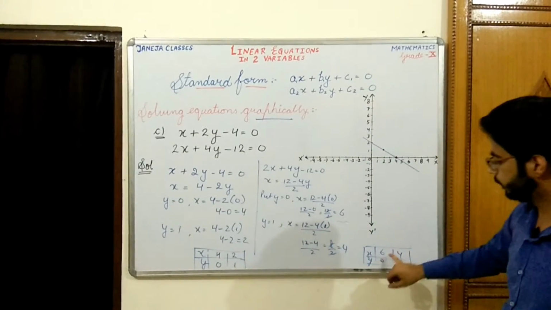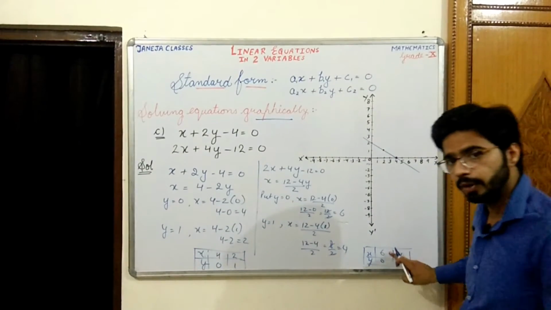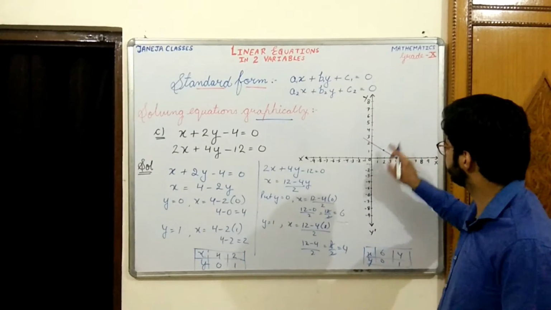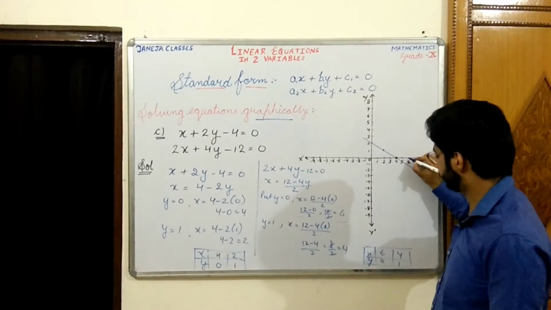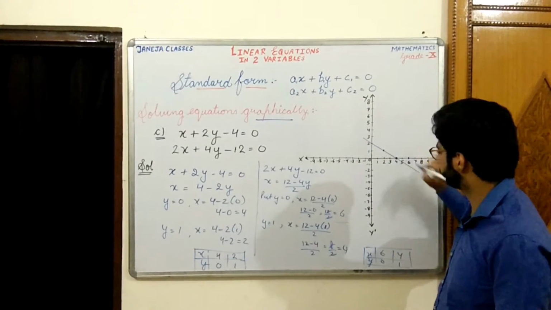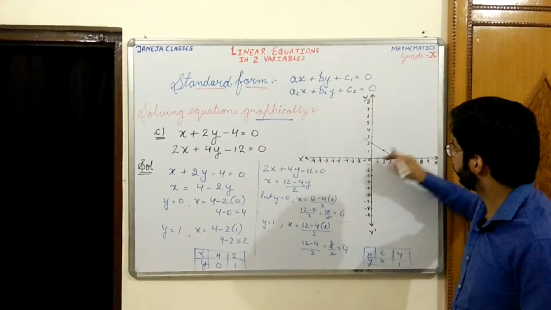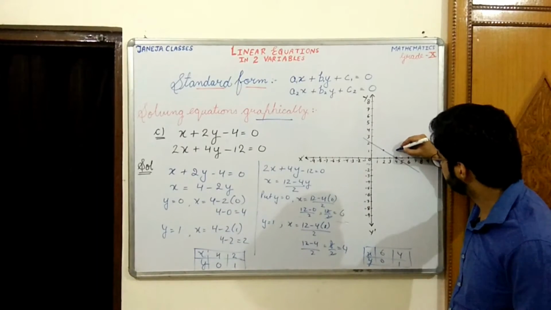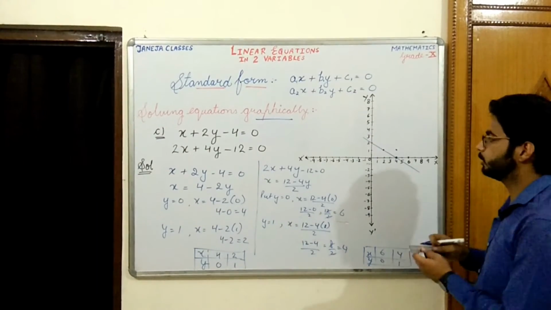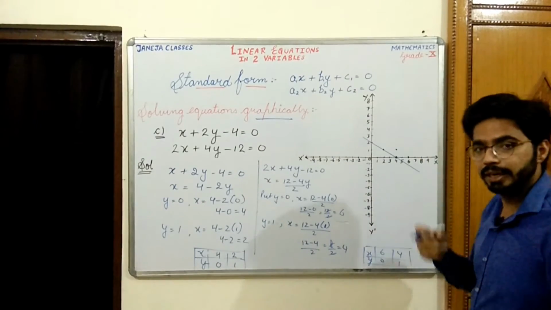Now see the next two points. X is 6 and y is 0. X is 6, that is this, and y is 0. So this is the point. Then x is 4 and y is 1. X is 4 and y is 1. So this is our second point. So let us draw the second line also.